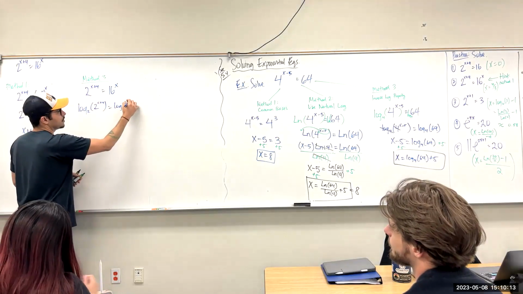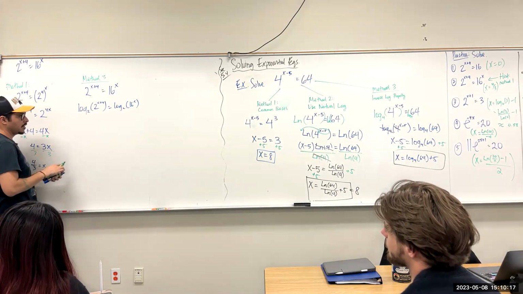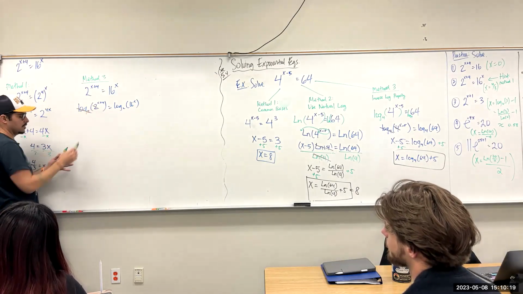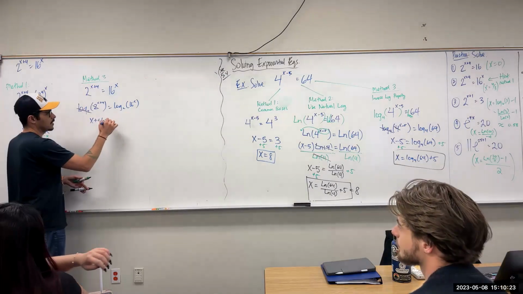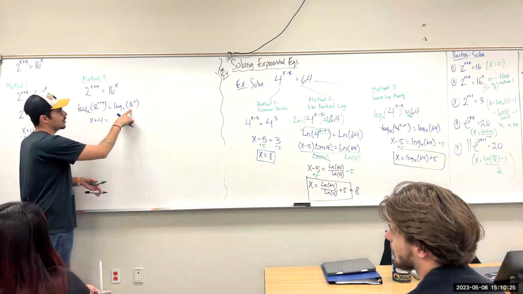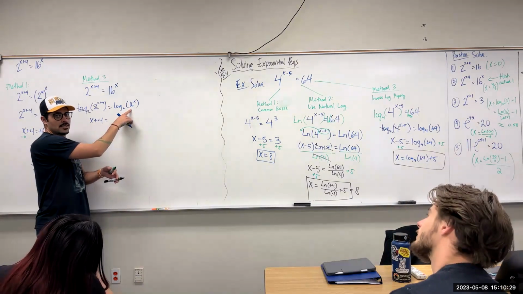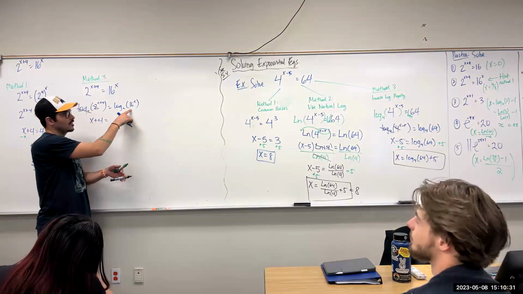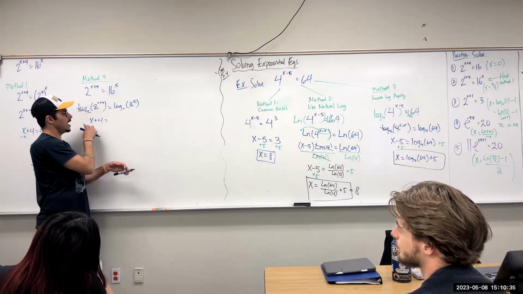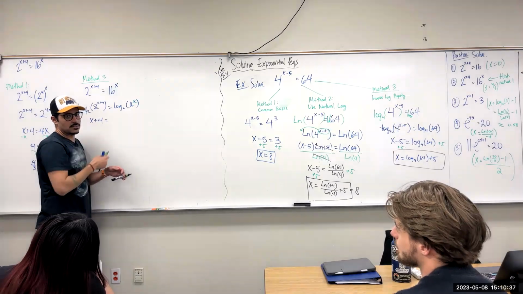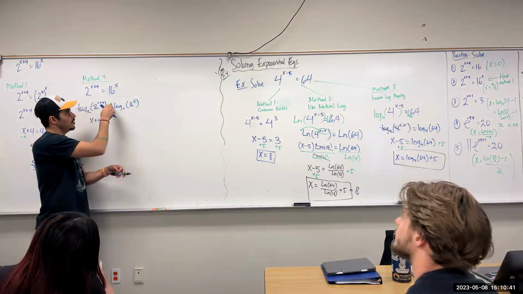So I'm guessing you canceled these, right? You got x plus 4. And then here, what did you do? You moved the x down. You can't leave it because you can't have your x equal something with an x on it. Otherwise, it's not done. So you have to bring it down.